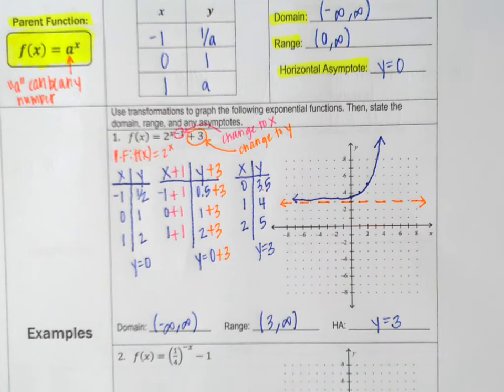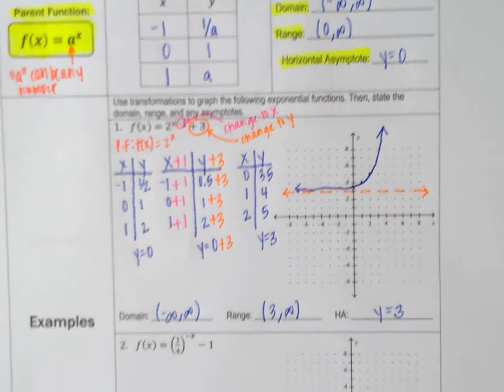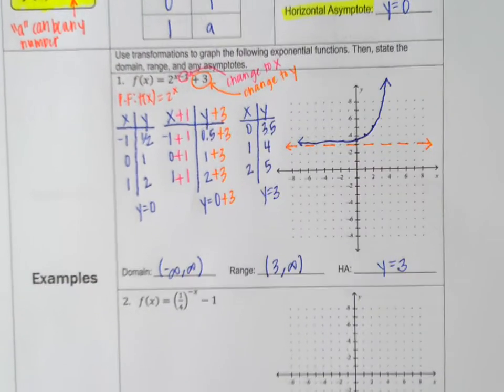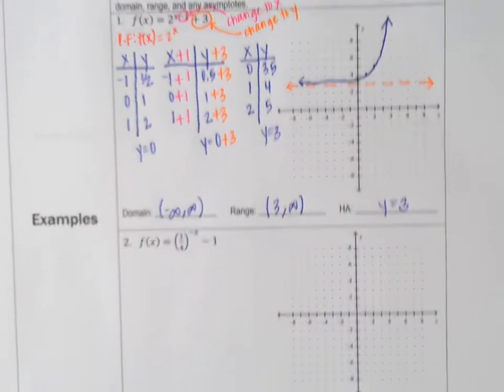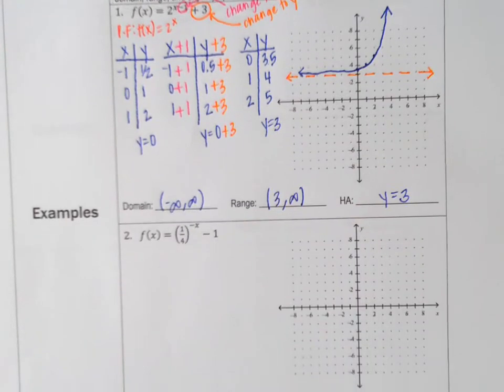So 3 to infinity. Your range and asymptote, this number, whatever your asymptote is, should always be part of the range. Every single time. No matter what direction the equation is facing, the asymptote should be part of the range. Sorry, I lost my train of thought as I was speaking to you.